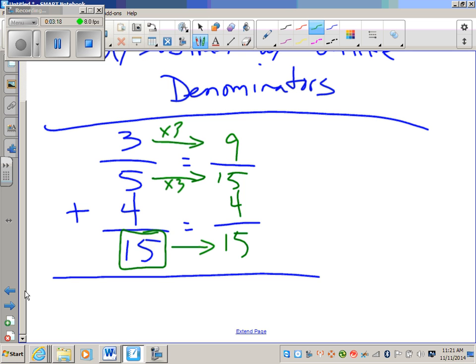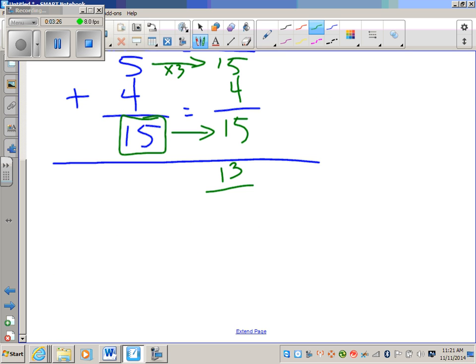Okay. So now we'll get to the adding. 9 plus 4 is 13. Are we adding the denominators 15 and 15? No. Therefore, our final answer is 13/15, because 13/15 cannot be simplified. Okay. Any questions there? Okay, we'll do some more, but for openers, we're on the right track, yes?